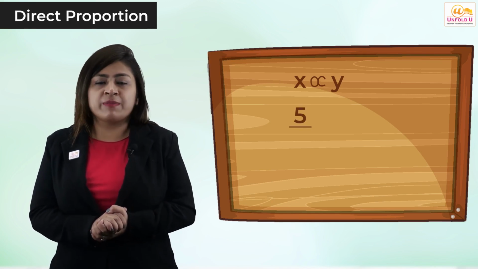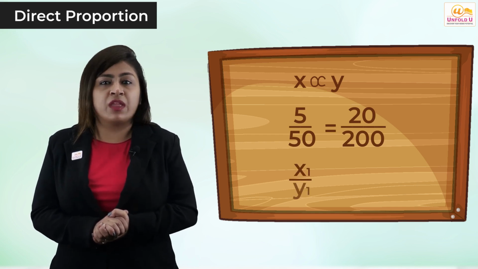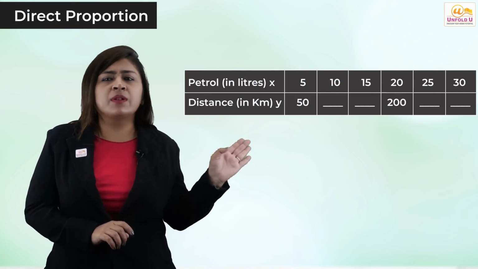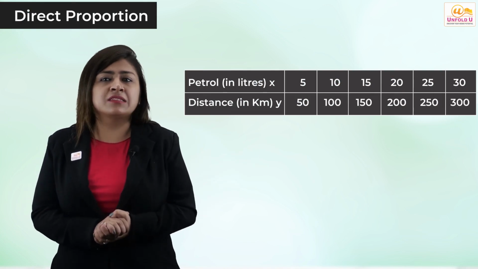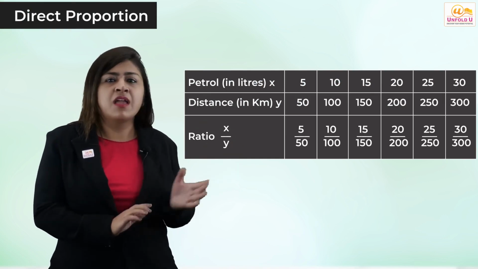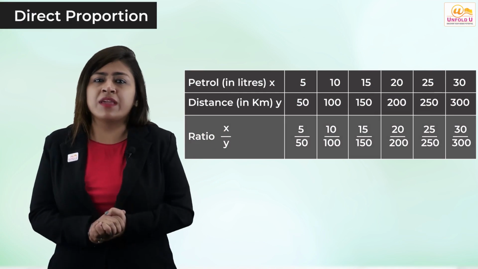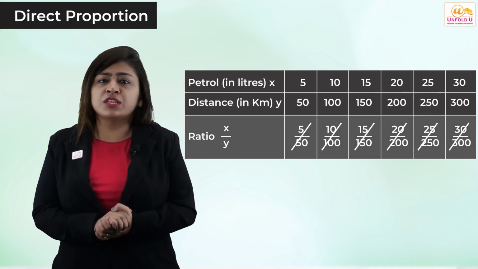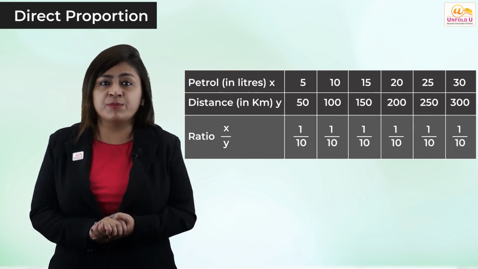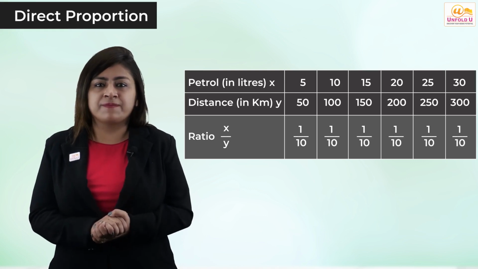For the proportion 5 by 50 is equal to 20 by 200, we may write as x1 by y1 is equal to x2 by y2. In the same example, if we complete the blanks and insert one more row जिसमें ratio given हो, we will get the given table. Here, the ratio x by y for all the values of x and y remains constant. Whenever this ratio remains constant, only then we can say that the quantities are in direct proportion. I hope आपको direct proportion बहुत अच्छे से clear हो गया होगा.